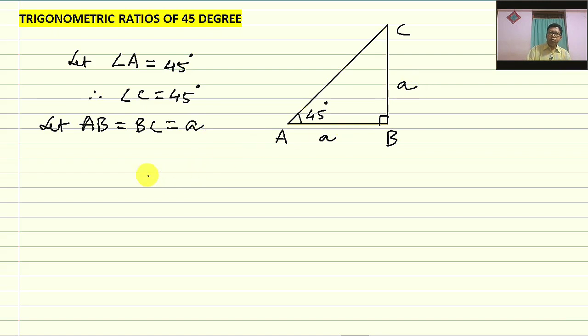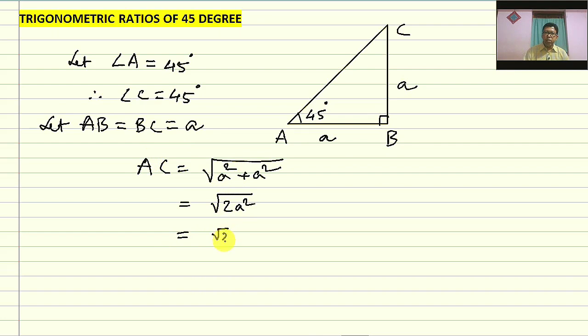So from Pythagoras theorem, because this is a right angle triangle, you can use the Pythagoras theorem. So AC is equal to root over of a square plus a square, because hypotenuse square is equal to base square plus altitude square. So this is equal to root over of 2a square, so this is root 2 into a. So AC is equal to root 2a. So what to find? The respective ratios.